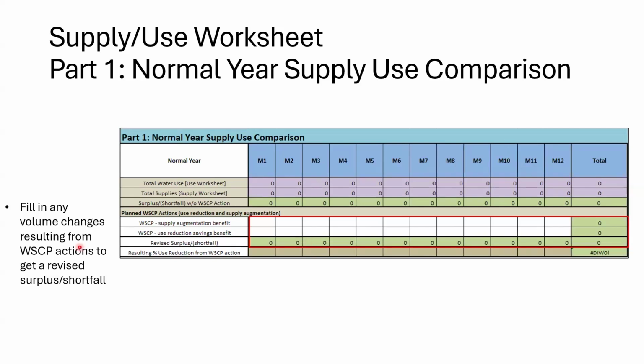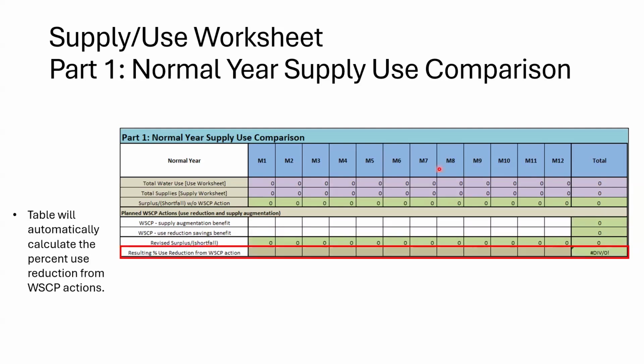And then you can also fill in any volume changes that will result from water shortage contingency plan actions to get a revised surplus or shortfall. So that's going to be really the only data that you're going to manually enter if you already did the use and supply worksheet. And it's going to automatically calculate your revised surplus and shortfall right here at the bottom.